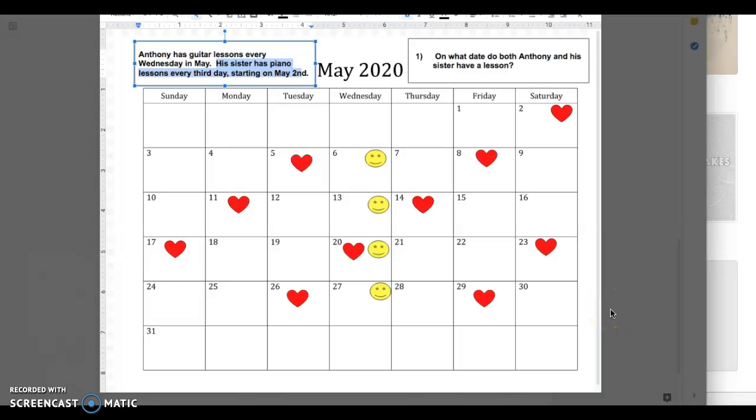Hopefully this gave you a brief understanding of how you guys can use pattern rules in order to help you solve a real life problem.